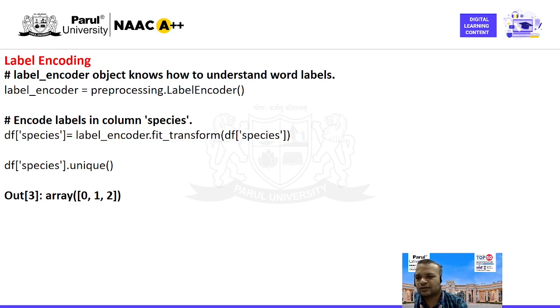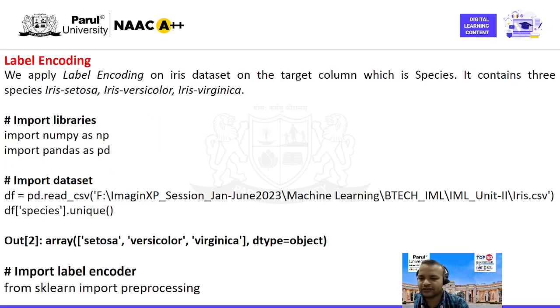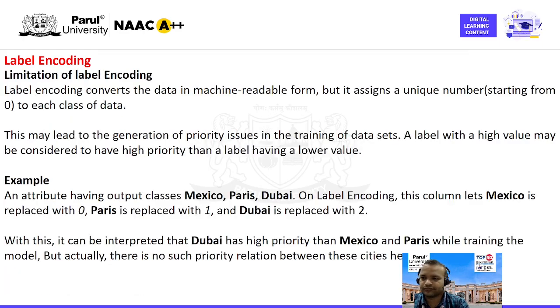Now encode labels in the column species. So df['species'] equals label_encoder.fit_transform. We want to fit that label encoder on species. Species is the target column of your data set, in the data frame, the iris dataset. After that, we want to represent the species with uniqueness, so we use the df['species'].unique() function here. After this, you will get the values 0, 1, 2. That means setosa is represented by 0, versicolor by 1, and virginica by 2. So this is the label encoding.